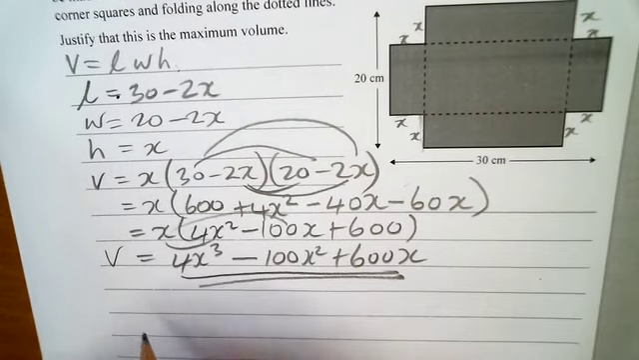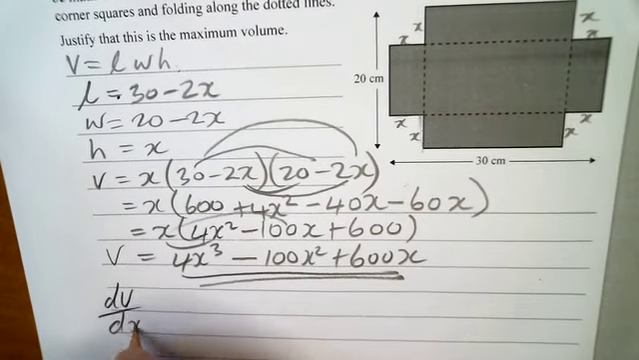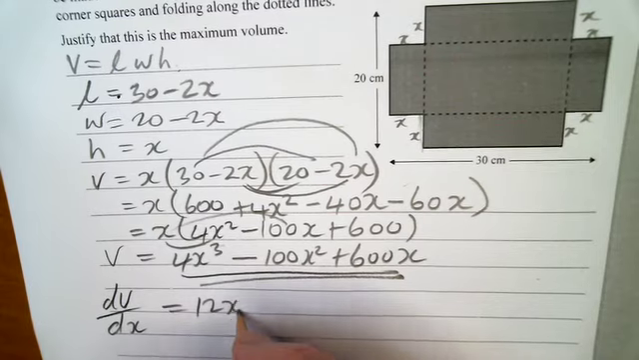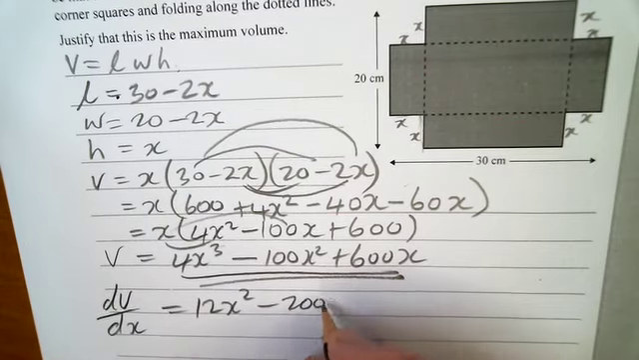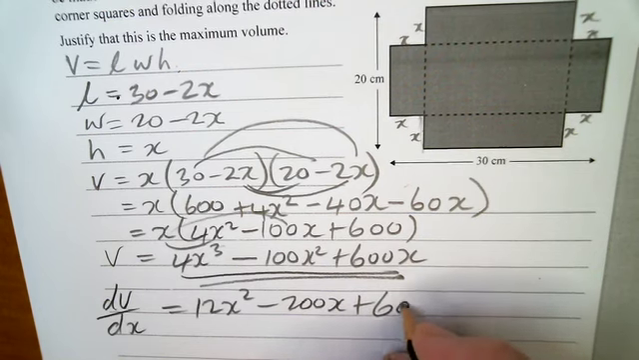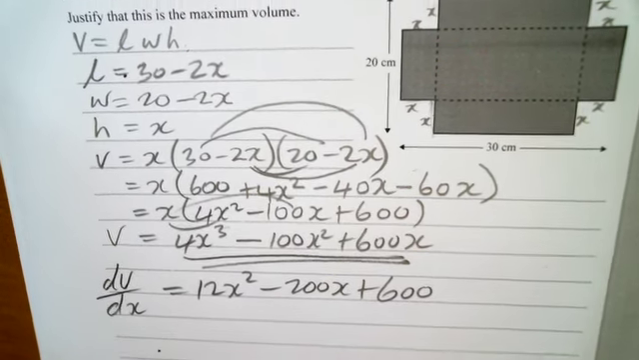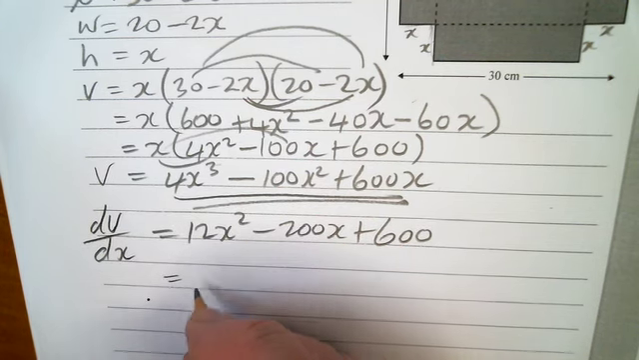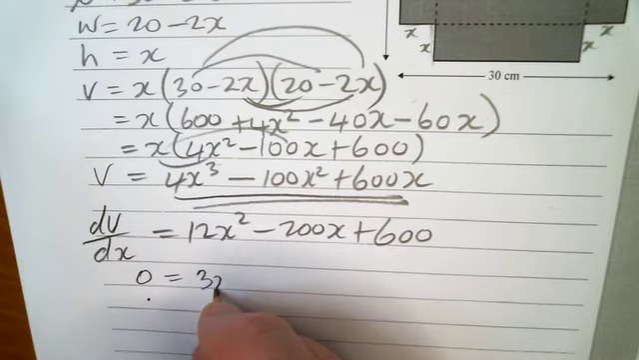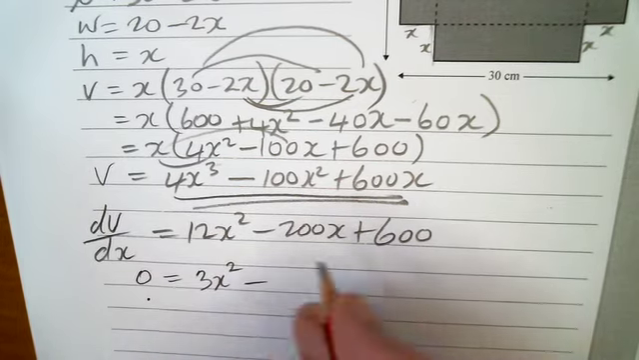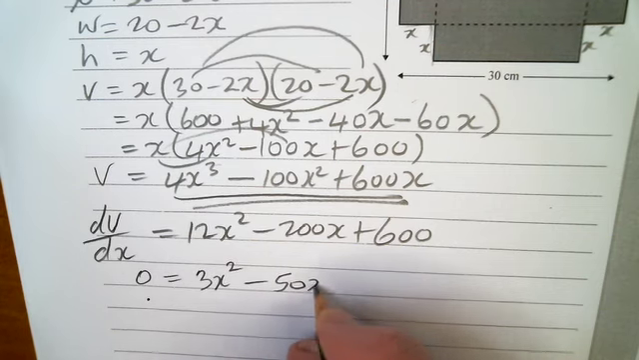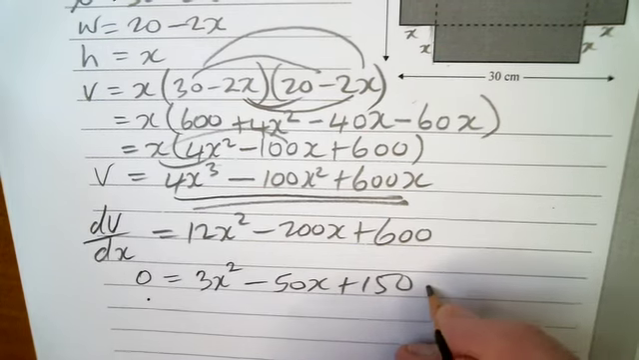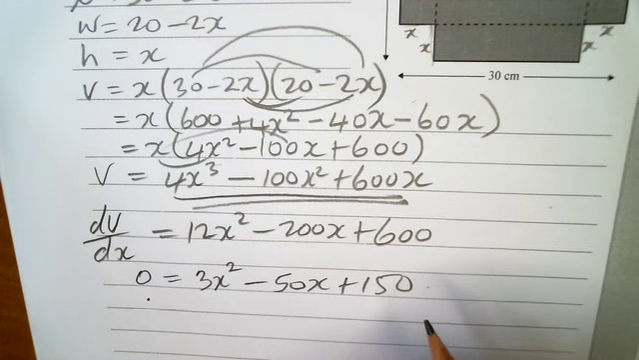But we want to find the maximum volume, so we're going to differentiate volume with respect to x. And that's going to be 12x squared minus 200x plus 600. I'll make this equal to 0, and I'll divide everything by 4, so that's going to be 3x squared minus 50x plus 150, which doesn't actually factorize particularly easily.